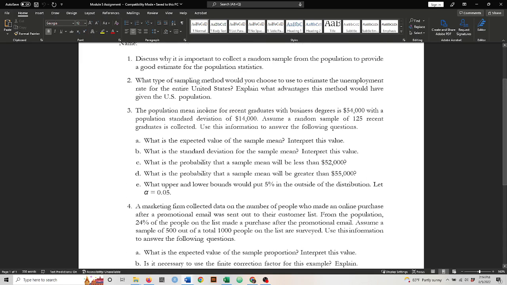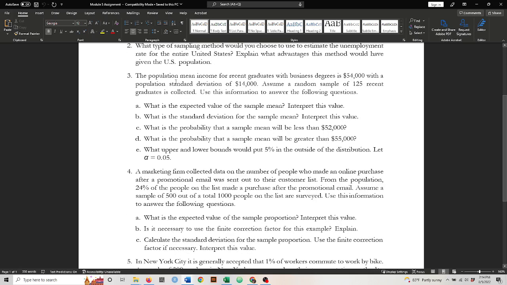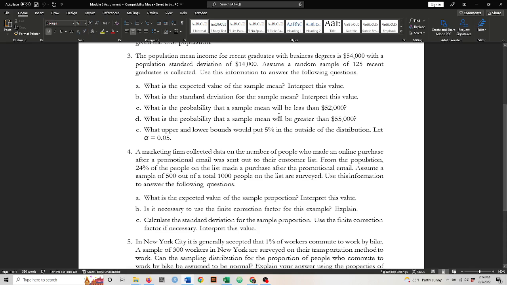So let's do question 3 here. The first two are just conceptual. Here we're given the population mean income for recent graduates is about $54,000 and the population standard deviation is $14,000. We'll assume a random sample of 125 recent grads, and then we'll answer our question. This is just to give us some information about the sampling distribution.